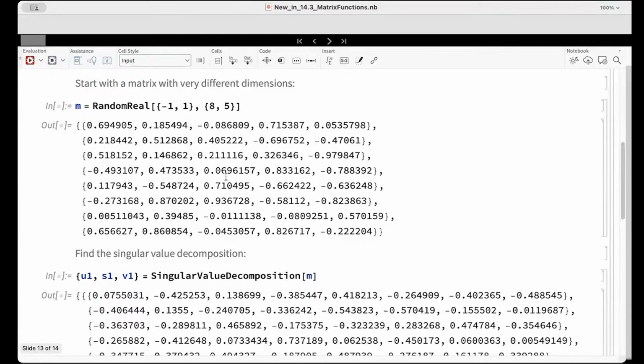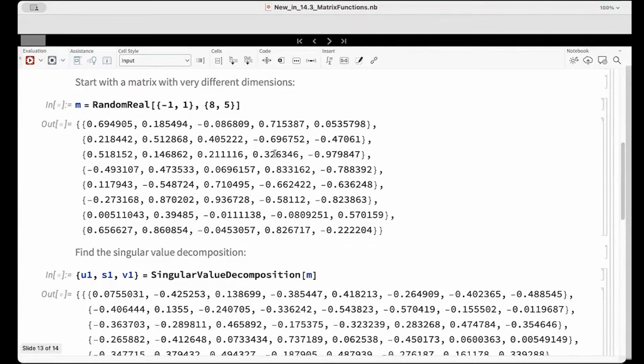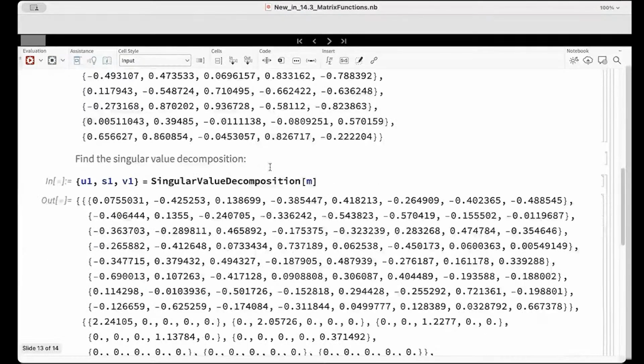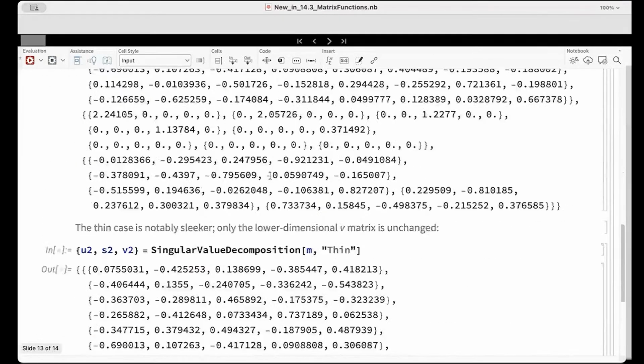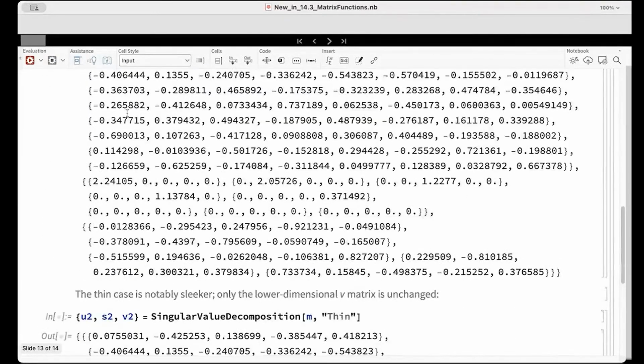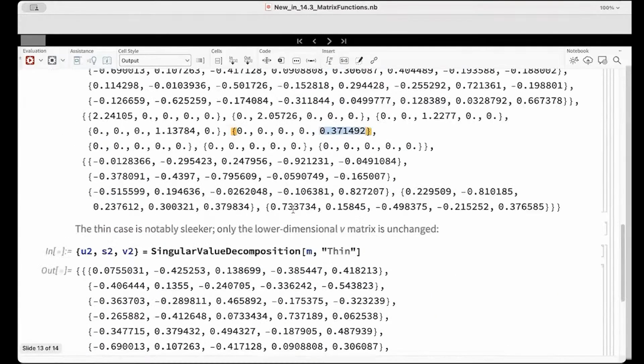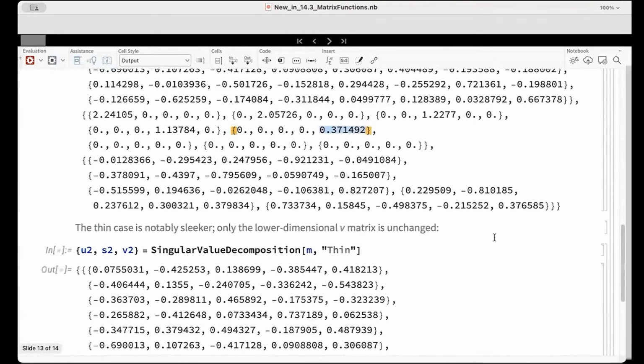That's how matrices work. And so I'll show in an example here, but I picked an 8 by 5, which is taller than wide, although not by a huge amount. I find the singular value decomposition, and I get this 8 by 8 here, and a 5 by 5, which is a smaller dimension. And then I get the singular values, the non-zero ones, there's 5 of them, and the rest are zeros because it only has rank 5. And so that's how it is.